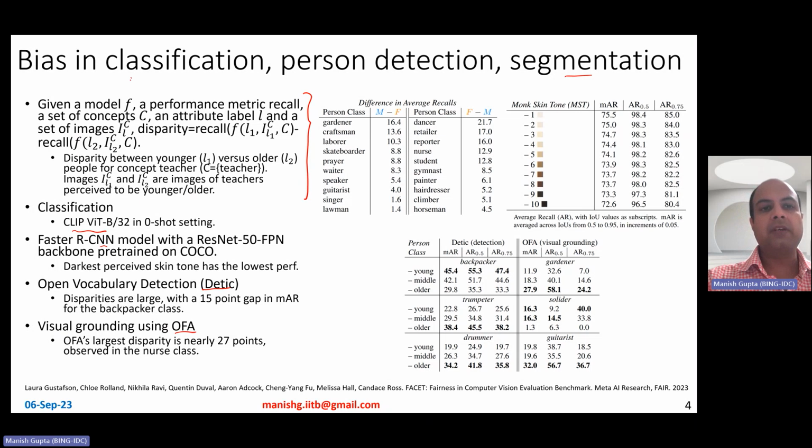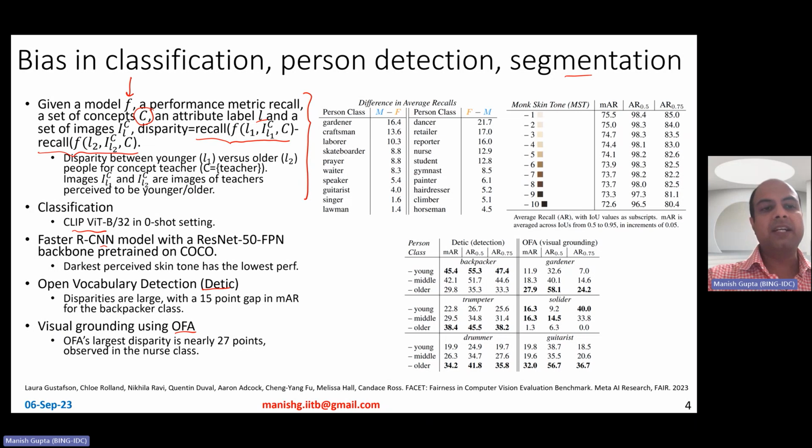So let's assume that you have a model F and your performance metric. For example, recall is one of those performance metrics, but different kinds of methods will have different performance metrics, like for example the IOU score, average recall score, and so on and so forth, right? So different kinds of metrics. So if you have some metric, some model F, and you have a bunch of concepts C. So the concept could be, for example, teacher, right? And an attribute label L, and a set of images associated with that label. So then disparity is basically considered as recall for a particular label minus the recall for the other label.